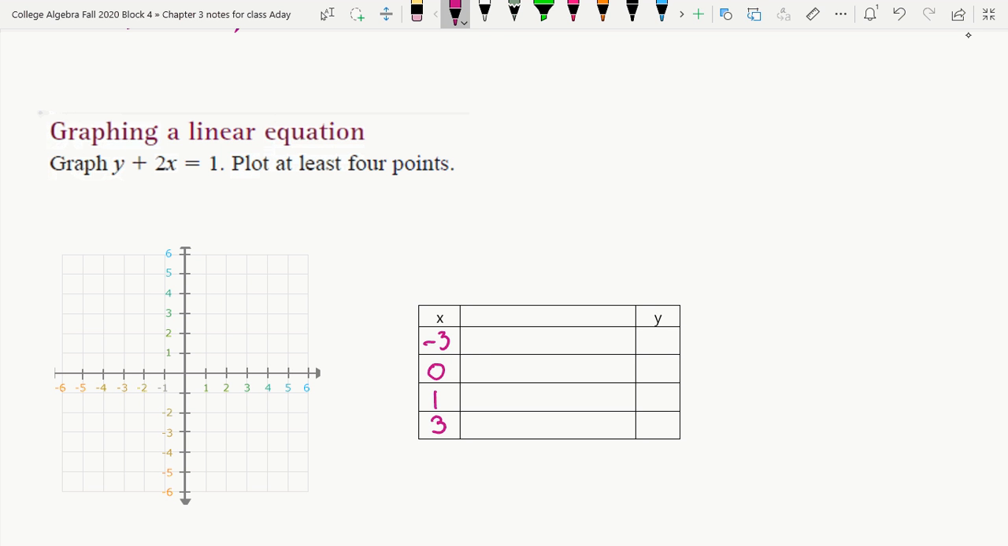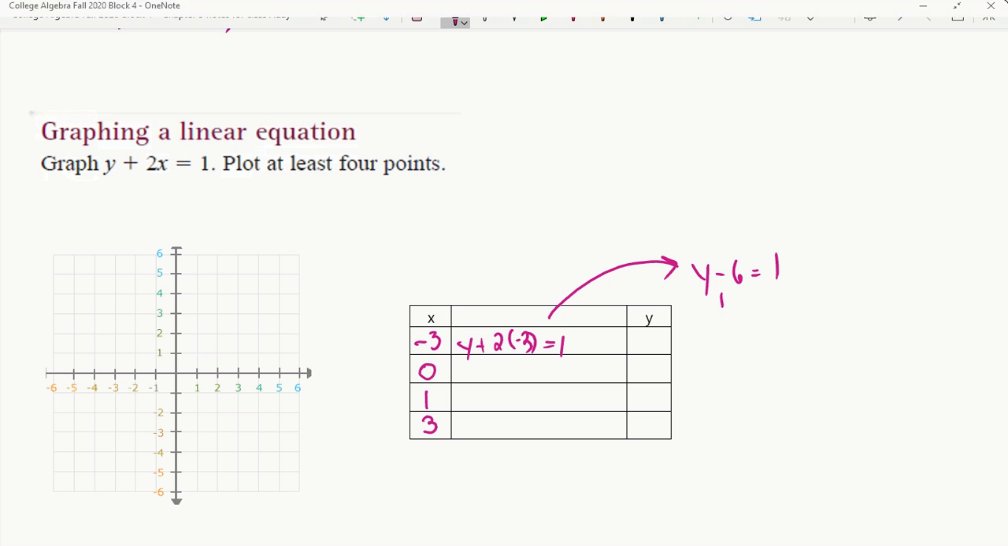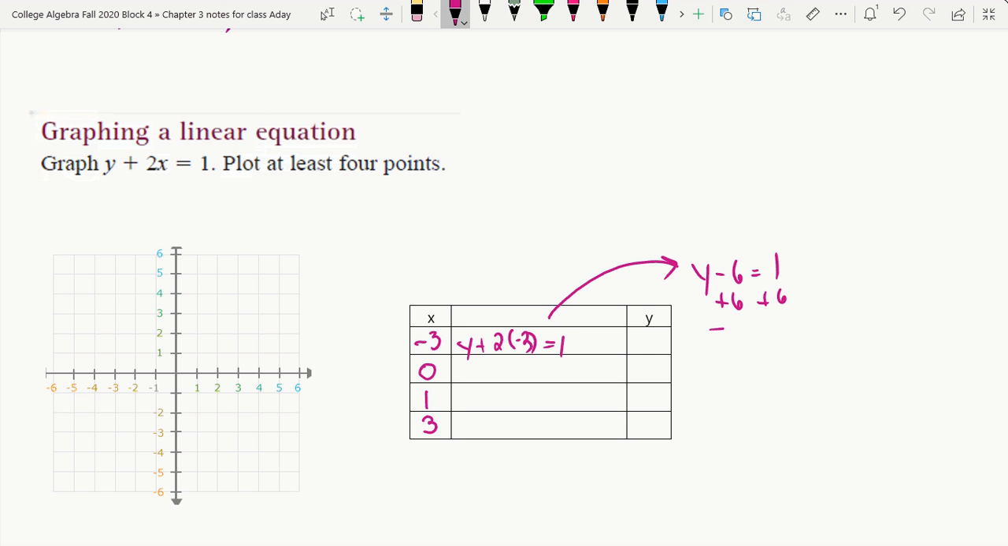So we know we have y plus 2 times -3 has to equal 1. Over here is some side work, so I get y minus 6 equals 1. Add 6 to both sides. So y equals 7, and so that would be my y value. Let's do 0 now, so that's going to be y plus 2 times 0, which is 0, equals 1. So y, you can see, would be 1.